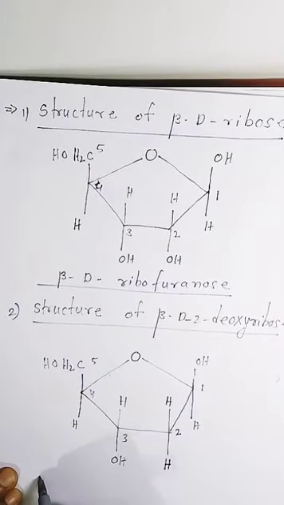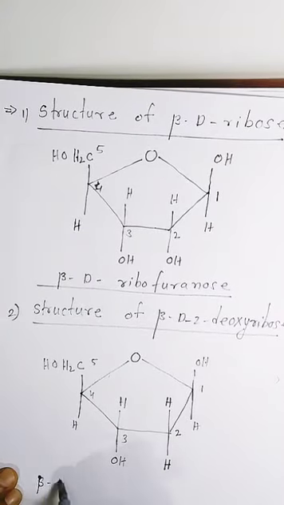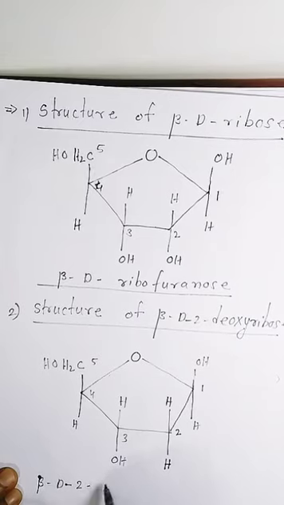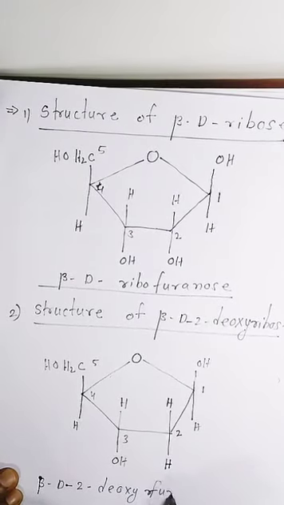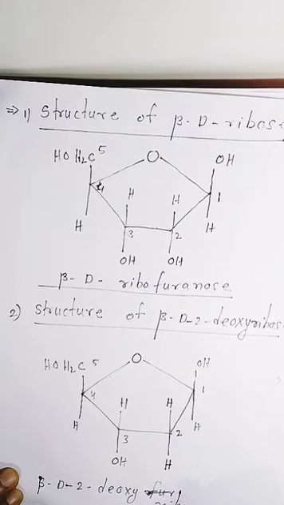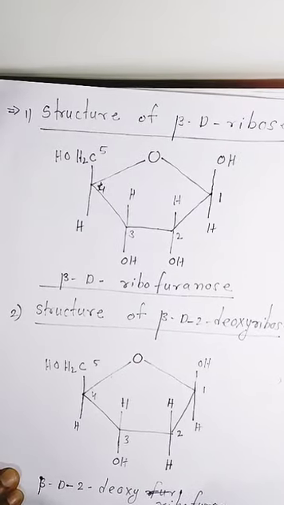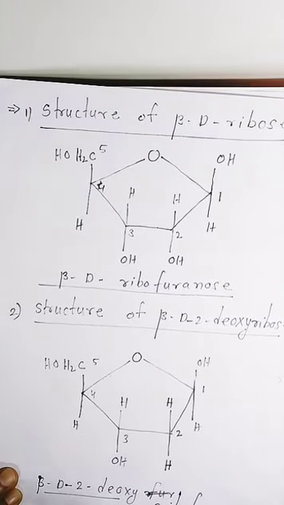That is why it is called what? The name will be what? Beta deoxy furanose, deoxyribofuranose. This is the structure of the beta D 2-deoxyribose.